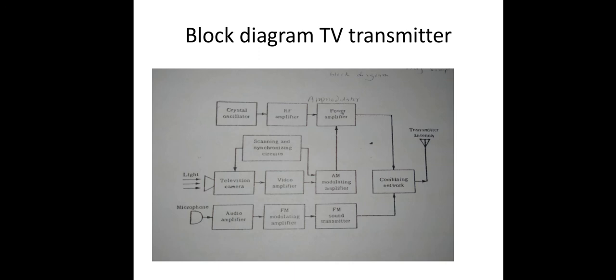Next is the light. Light is incident on the television video amplifier. That means this video signal is amplitude modulated and raised to sufficient power.